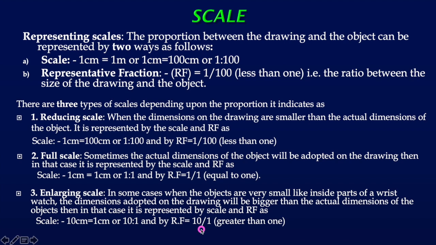Then the ratio, instead of 1 is to 100, it is 100 is to 1, or 10 is to 1, like this. So in the numerator it is the greater number compared to the denominator, which is opposite to the reducing scale. Then this is called the enlarging scale.